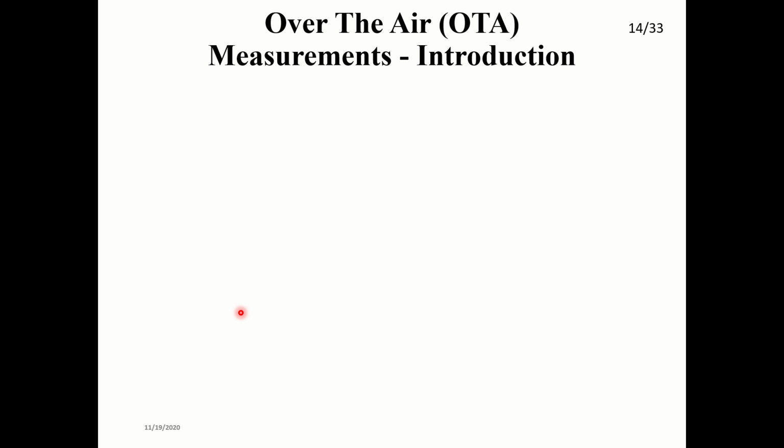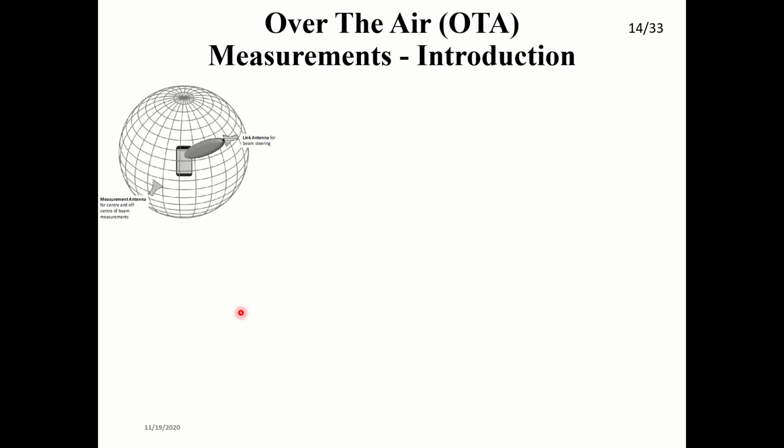Now we'll go to the over the air measurements. It's a basic introduction. As mentioned some time before, you are keeping your device at the origin of the sphere. You can see an antenna here, for example, a measurement antenna, and a link antenna, beam steering. Basically, in 5G massive MIMO, the basic measurement is beam steering. We have to find out where the beam is exactly, and whether it is steering properly or not. Beam tracking, beam refinement, so many tests we will be doing.